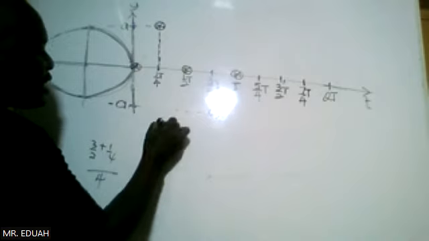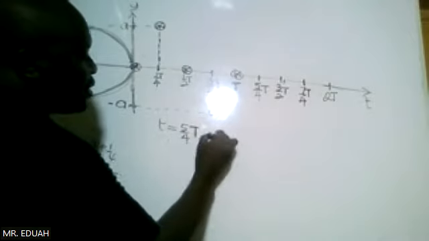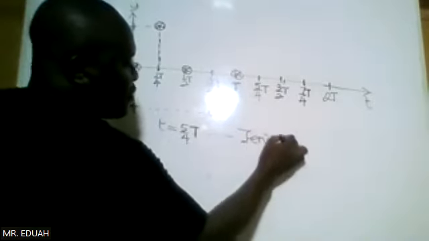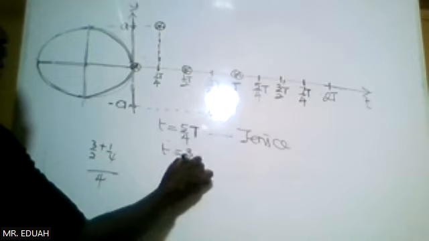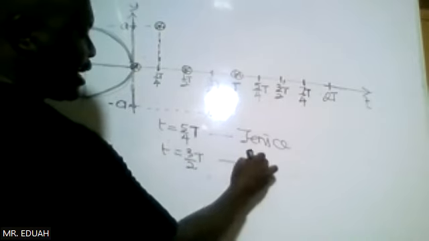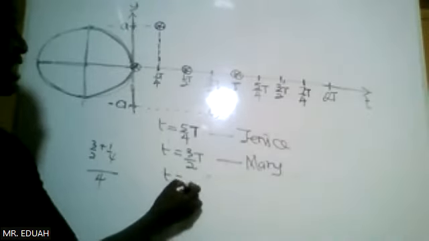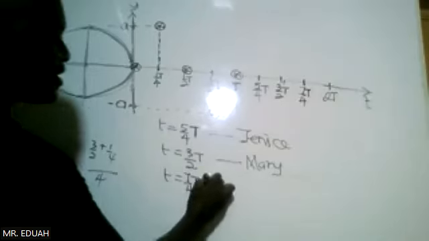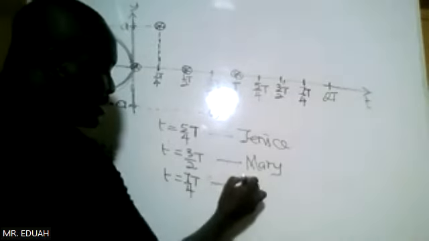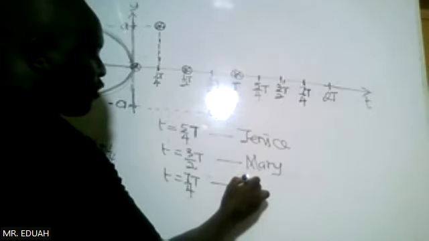Now do this for me. Find the displacement for t is equal to 5/4 T. Janice, do this for me. Now, T is equal to 3/2 of the period. Mary, are you there? Hilda, yours is to calculate the displacement for t is equal to 7/4 T.